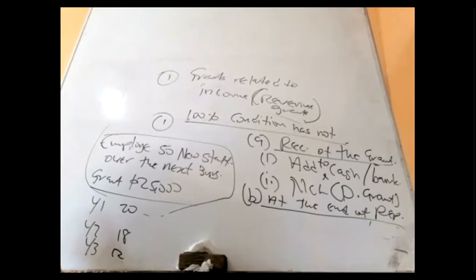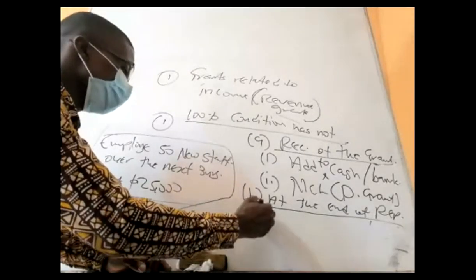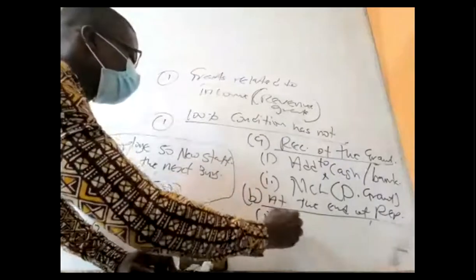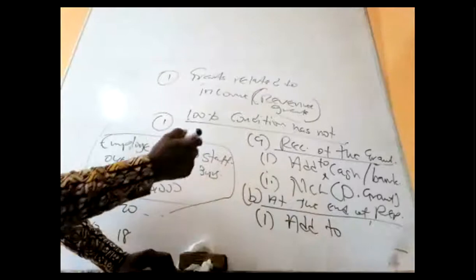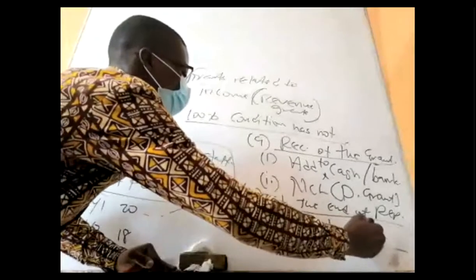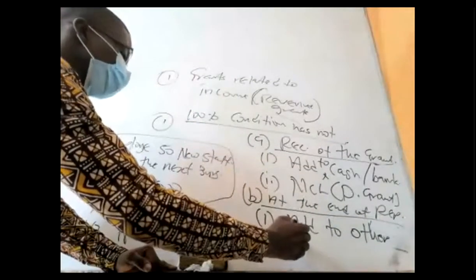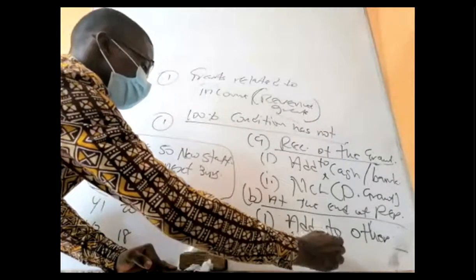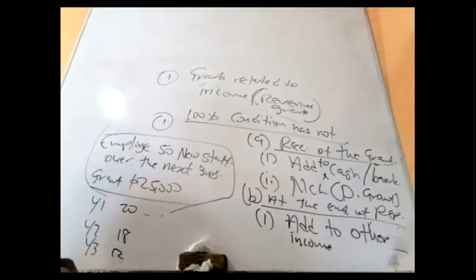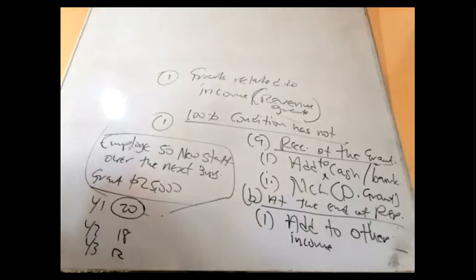Now, how do you release the portion? So 1, you add the portion that you have fulfilled to your other income. So calculate the portion and add it to other income. How do you get it? Let's say at the end of year 1, I was able to employ 20 staff out of the 50. So I'll calculate the equivalent revenue for 20 staff.